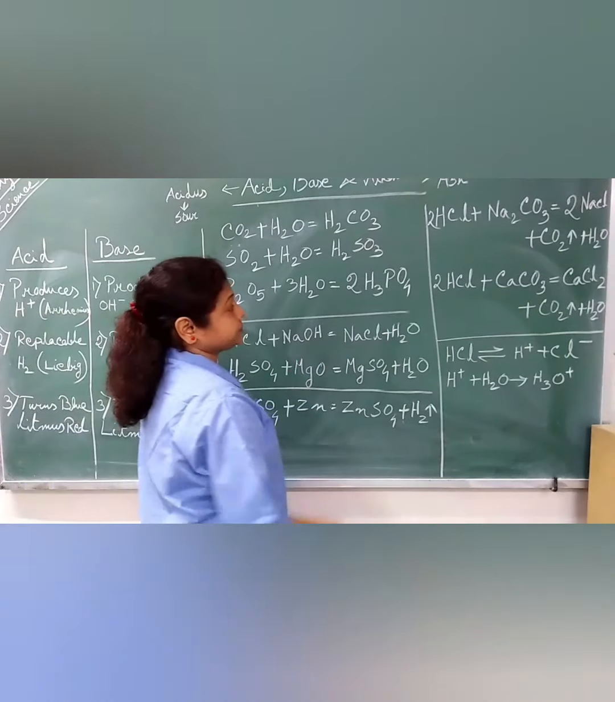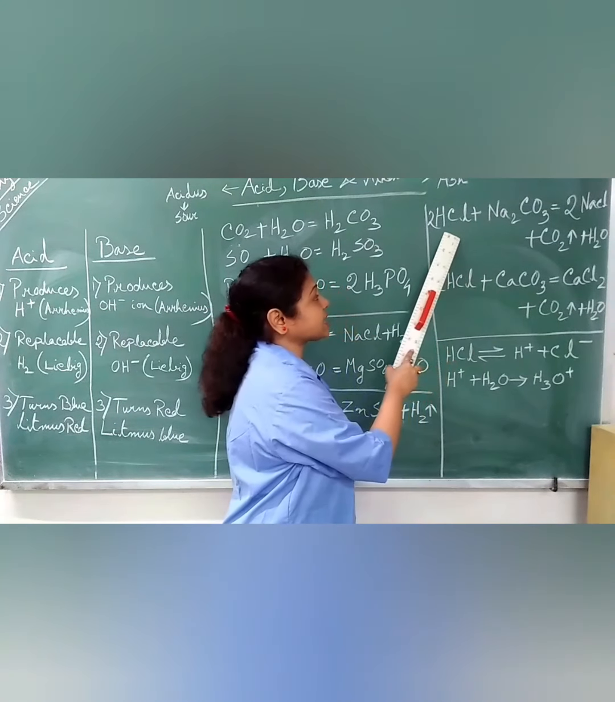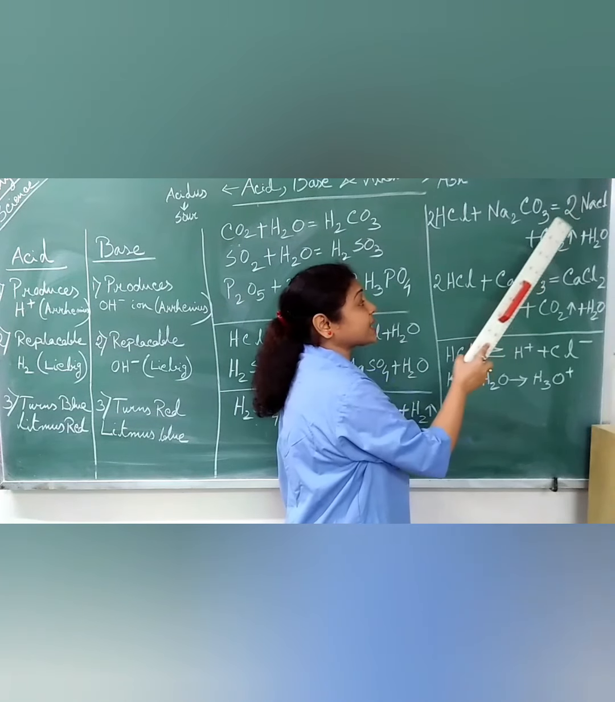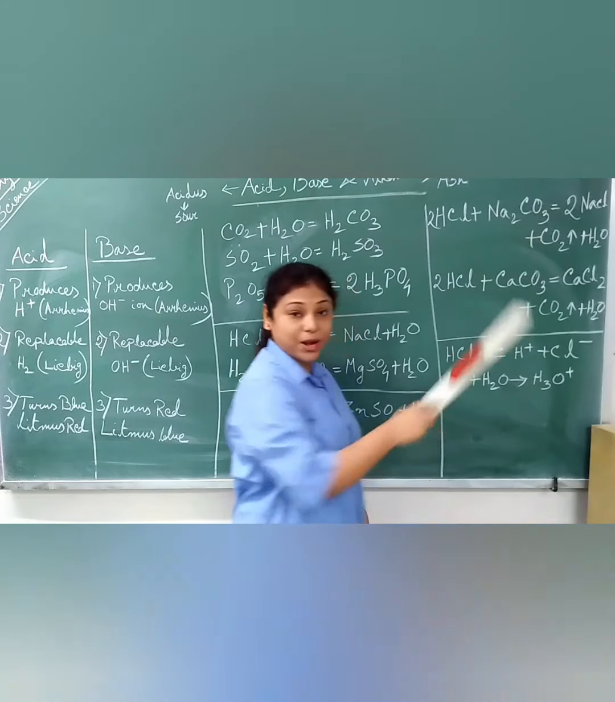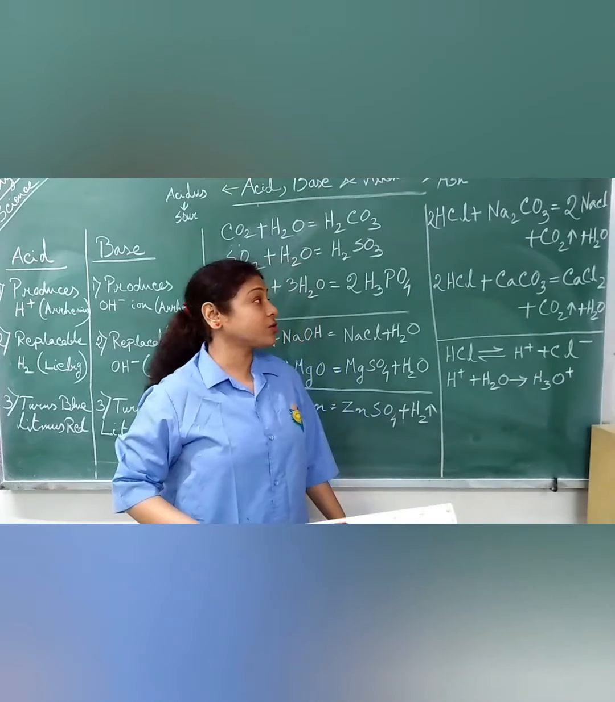Now the next one. Acid reacts with carbonate salt, that is, hydrochloric acid reacts with sodium carbonate to form sodium chloride, carbon dioxide gas and water. This is also a gas, that's why the up arrow is given. And one more thing, carbon dioxide comes out as vapor.